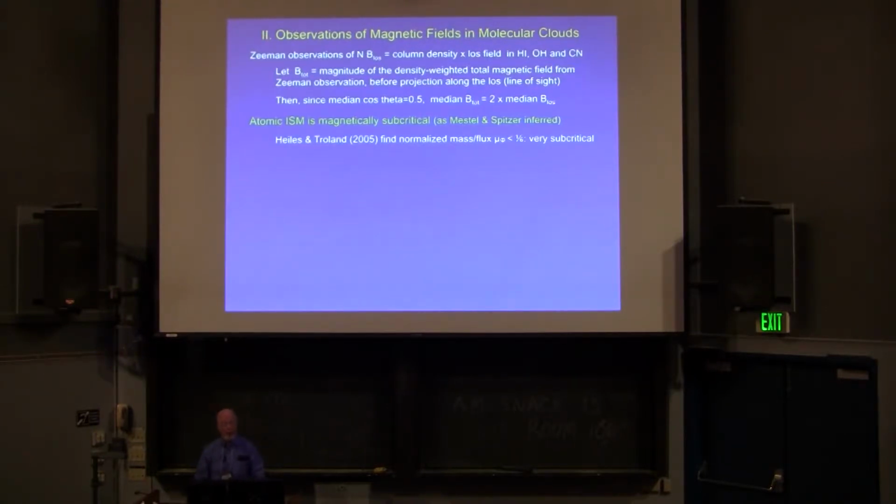So the atomic interstellar medium is indeed magnetically subcritical, just as Mestel and Spitzer inferred. So Heiles and Troland actually went ahead, and now they're able to measure that directly using the Zeeman effect in atomic hydrogen. They found a mass-to-flux ratio less than 1/6, so it's very magnetically subcritical. However, both theory and observations have shown that GMCs are magnetically supercritical.